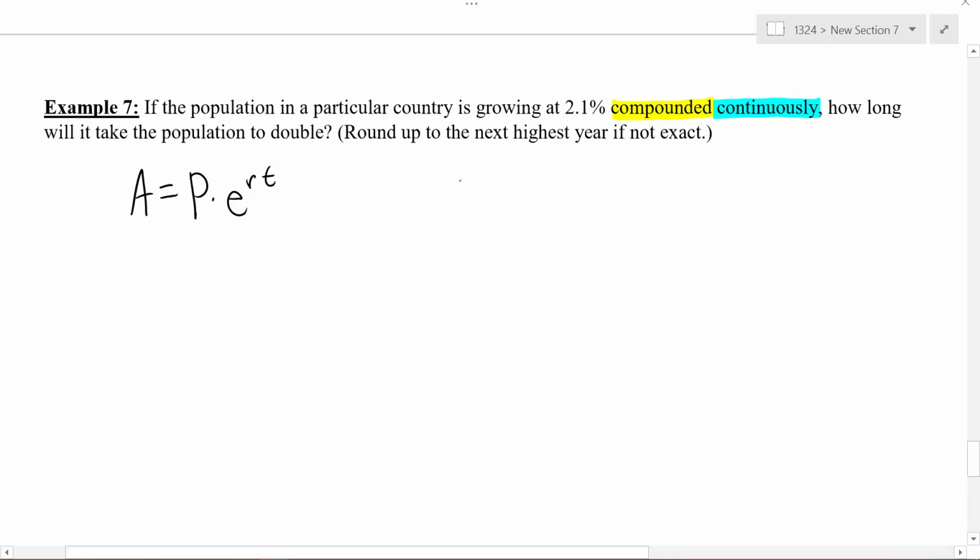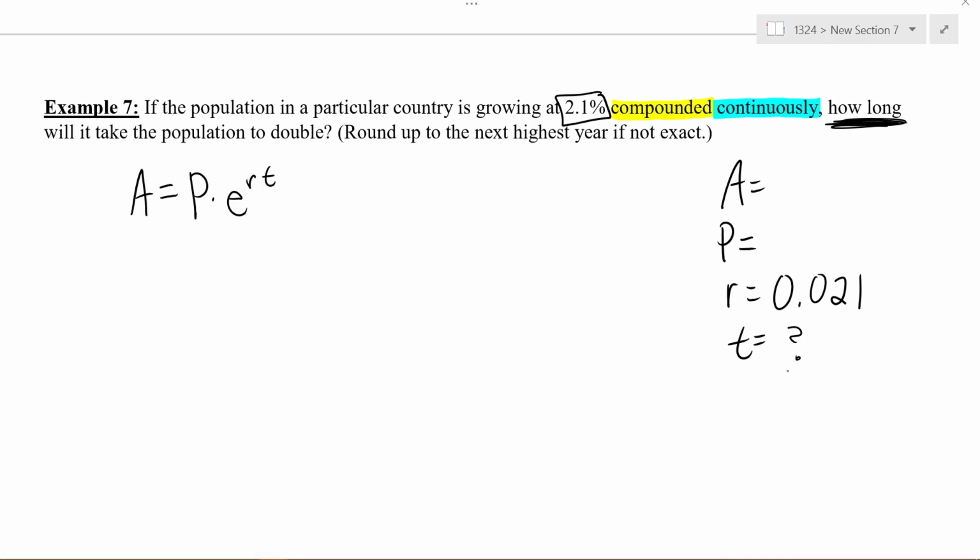All right, so let's write down everything that we know and what we want to solve for. The rate, that percentage, we're going to write as a decimal. So that's 0.021. And our question is, how long will it take the population to double? How long sounds like a time. That is what I don't know. So we're going to say t is what we don't know. Now it looks like we also don't know A and we don't know P.